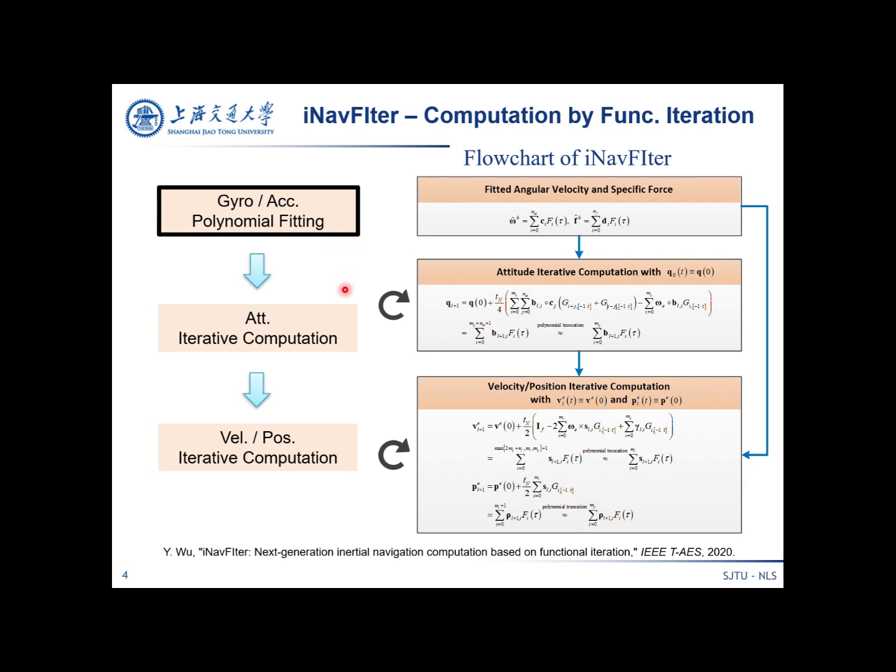With the fitted angular velocity polynomial, the attitude is iteratively computed. Then, with the resultant attitude quaternion and the fitted specific force polynomial, the velocity and the position can be iteratively calculated. The algorithm can bring the INS computation error down to the machine precision. But of course, it depends on the quality of the fitted polynomials from sensor outputs.